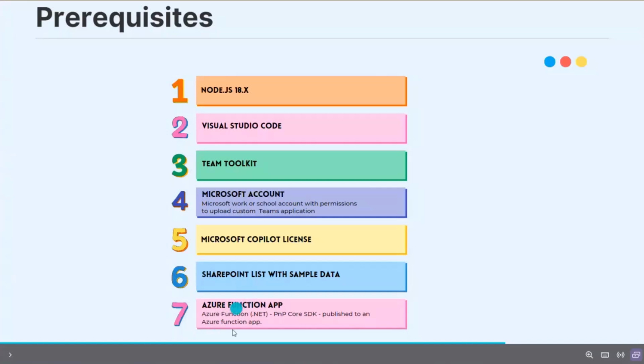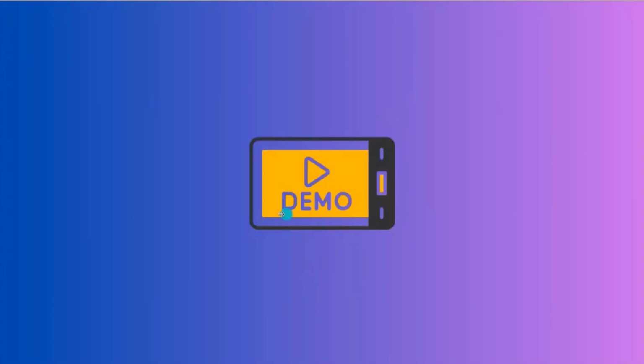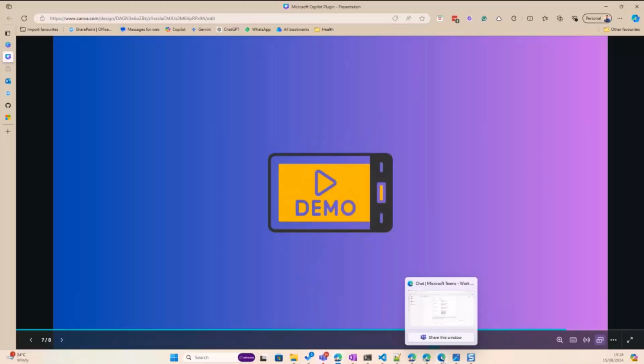backend. Now, this backend could be anything. For simplicity, I use an Azure Function app and the SharePoint list as a backend. So that could be anything. Okay, so let's go and look at the demo and see what it looks like.